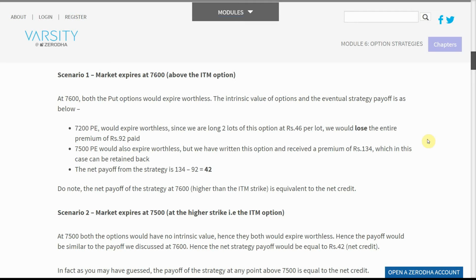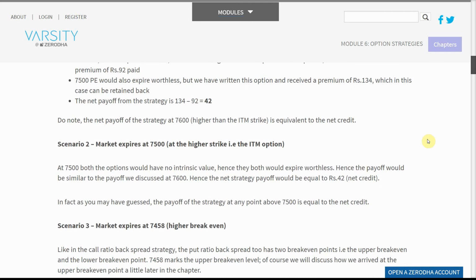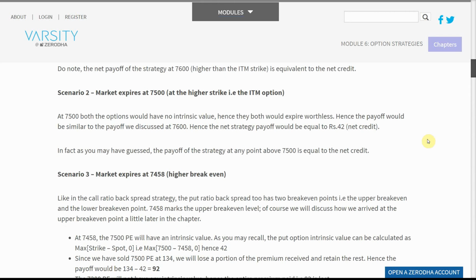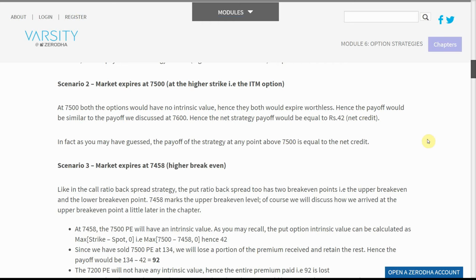Scenario 2: market expires at 7,500, at the higher strike, i.e. the ITM option. At 7,500 both the options would have no intrinsic value.